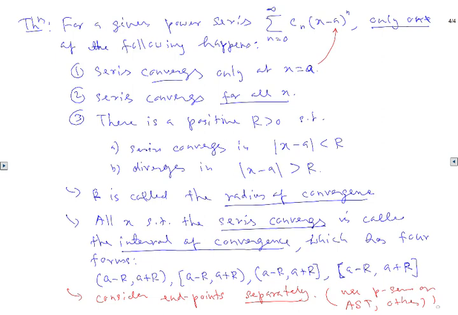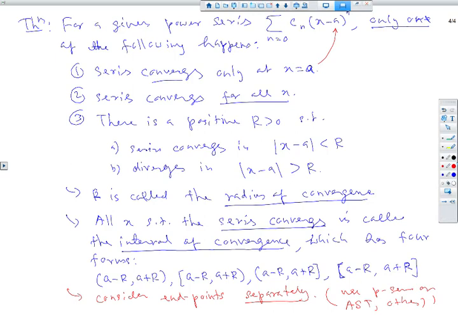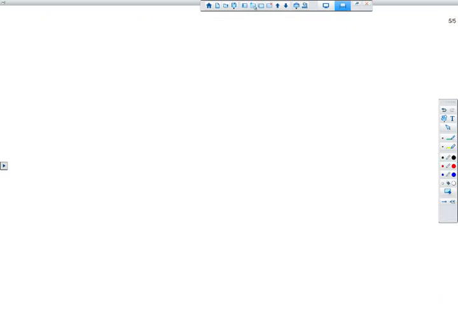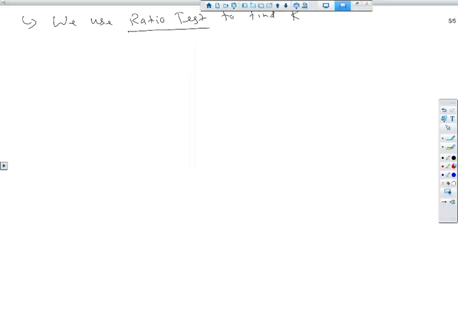So let's see what's going to happen in a few examples. One of the major things that we do is use the ratio test here. We use the ratio test to find R. So let's look at some examples, about 3 or 4 examples.